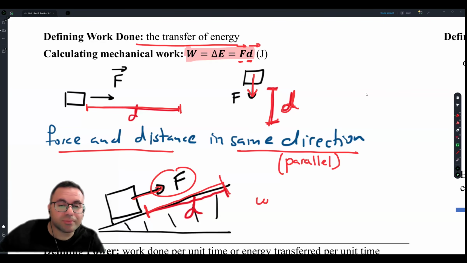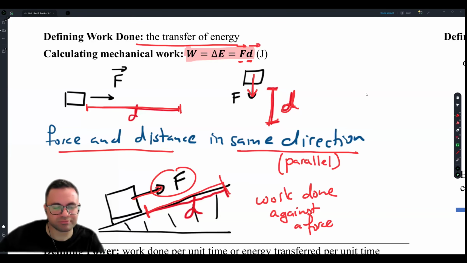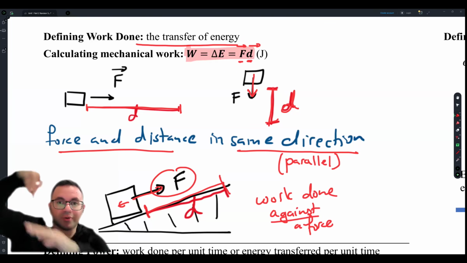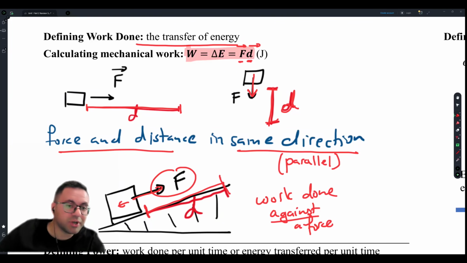Sometimes you'll see the term work done against a force. It's the same as work done by a force. It does not matter, it's still force times distance. The reason we use the word against is because maybe the object is sliding down, like a box sliding down a slope, but the force acting on it is friction, so it acts against you.